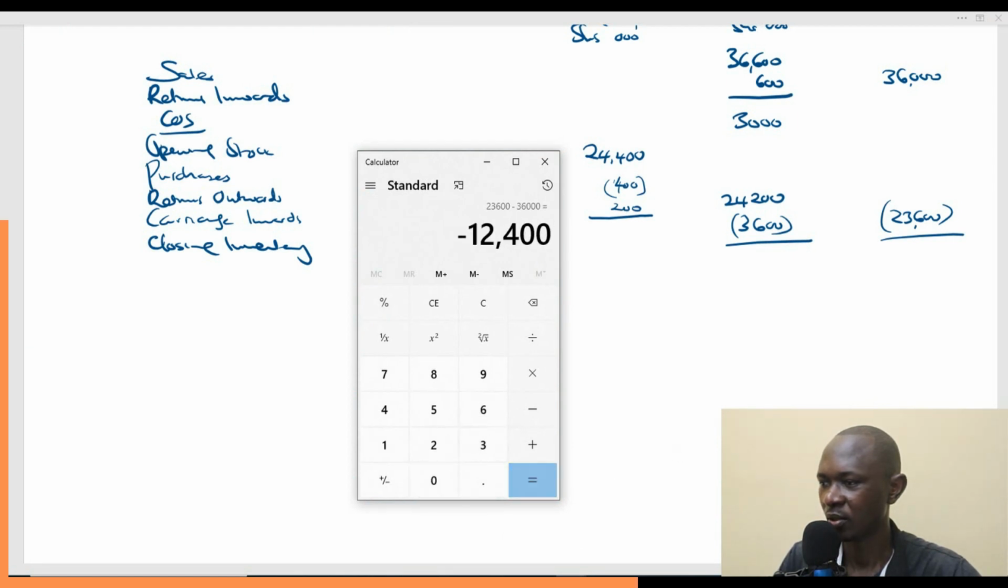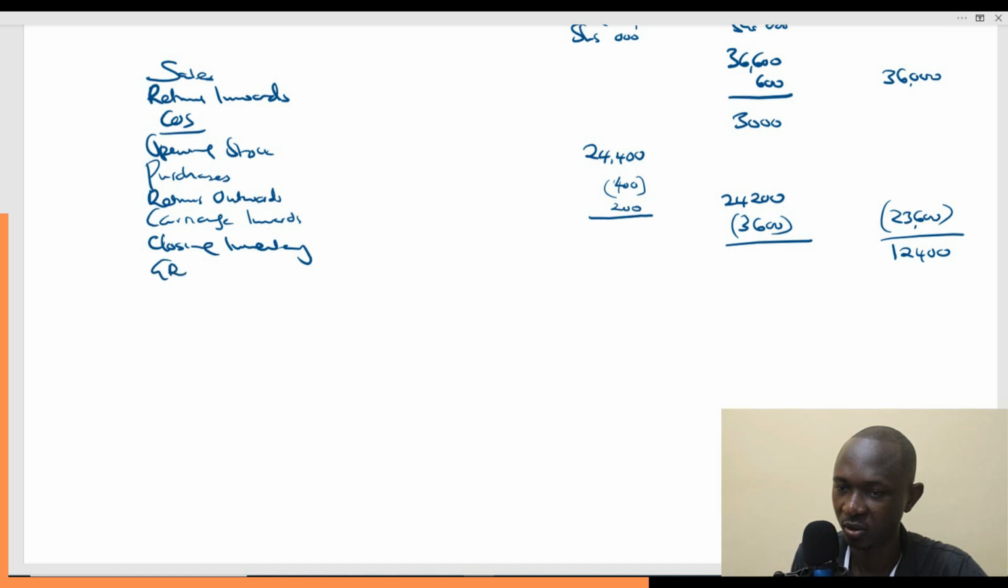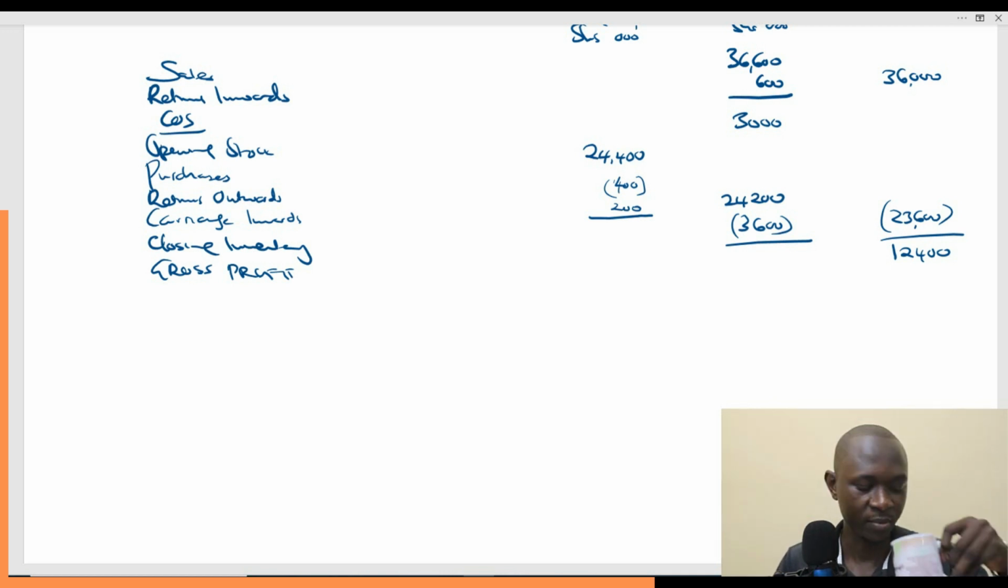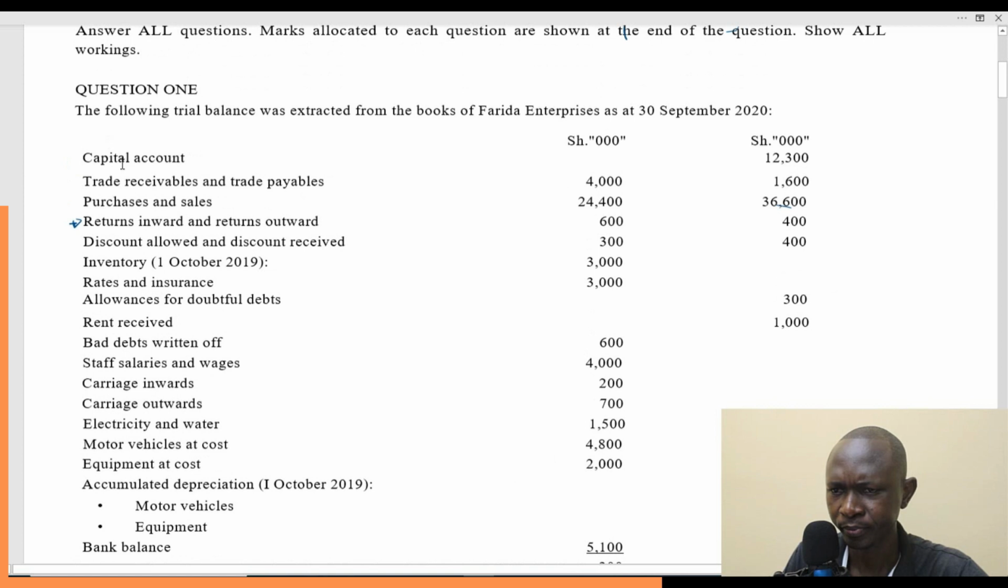That gives us 12,400. So we have 12,400 here as our, what? Gross profit. So this becomes our gross profit. Then we know from the gross profit, we need to add incomes and gains. Now we need to add incomes and gains. So let's go for any income and gain here.